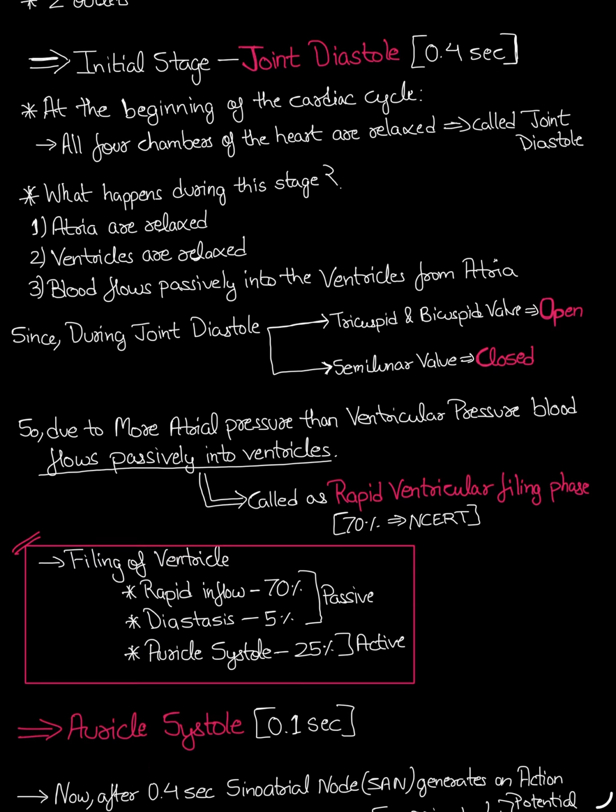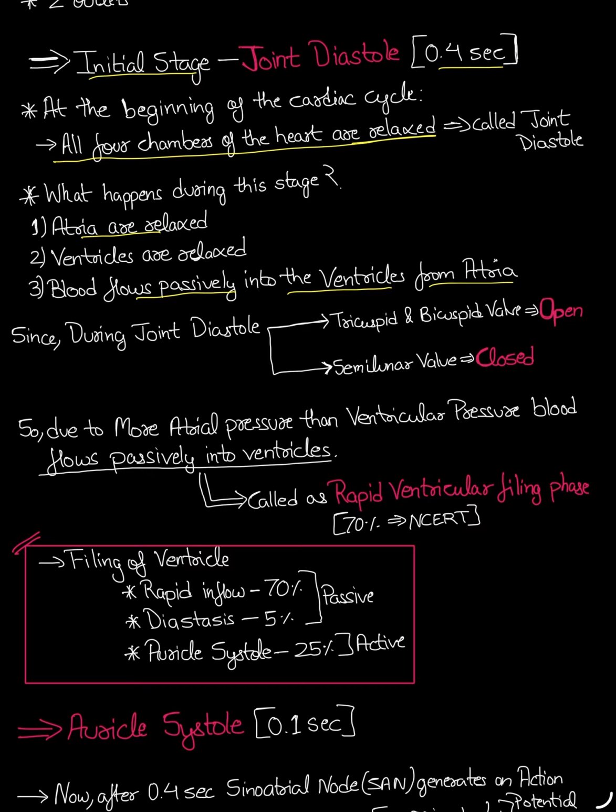The first initial stage is joint diastole, which is around 0.4 second. Remember this time. Out of 0.8 second, 0.4 second is joint diastole. What happens in this phase? At the beginning of the cardiac cycle, all four chambers are relaxed. This is called joint diastole, in which atria relax, ventricles relax, and blood flows passively into the ventricles from the atria.